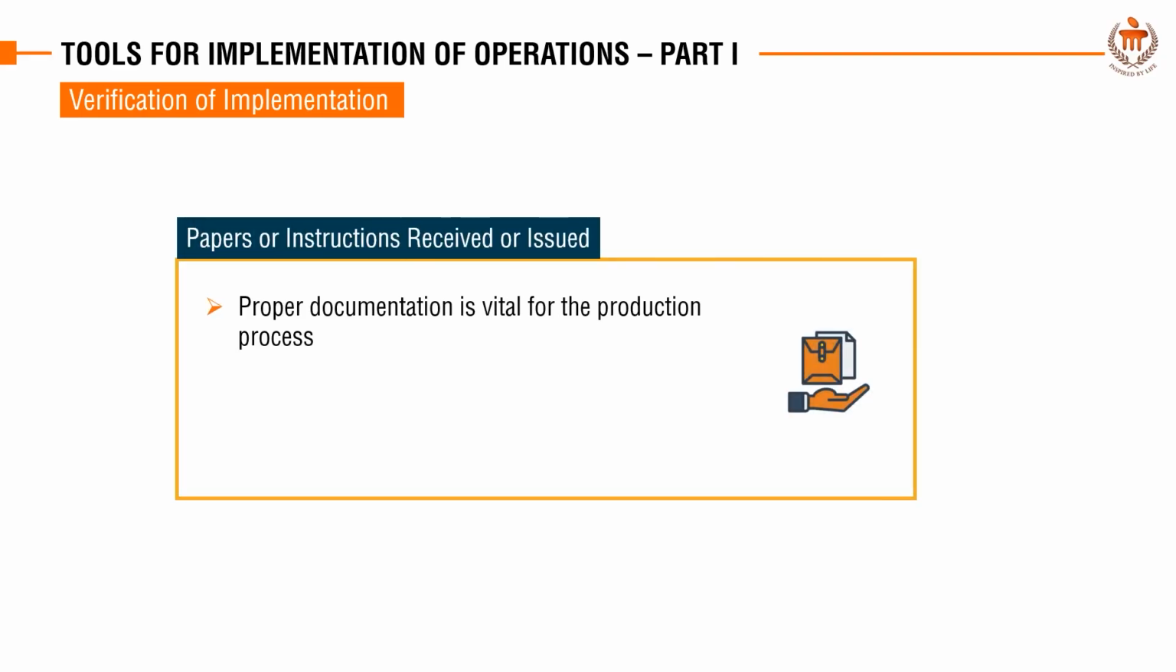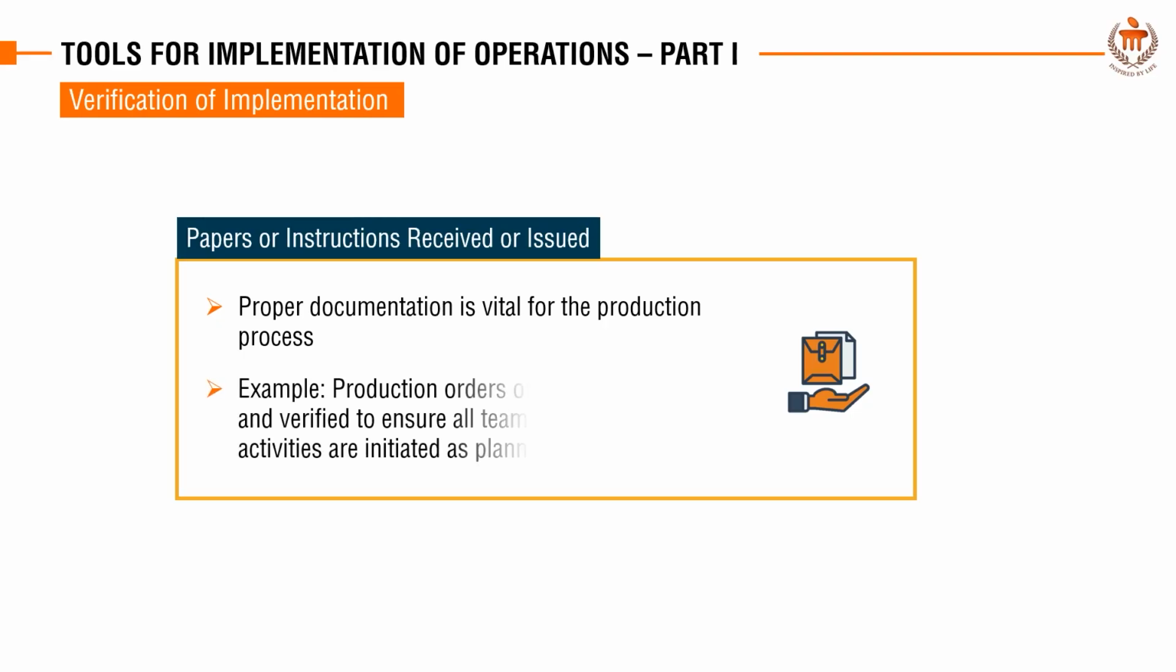Papers or instructions received or issued for initiating activities. Proper documentation is vital for the entire production process. For example, production orders or instructions must be issued to the relevant departments, and these documents should be verified to ensure that all the teams are aligned and that the activities are initiated as planned.